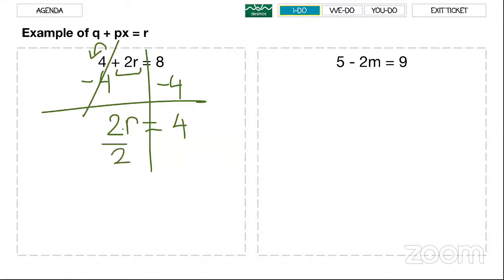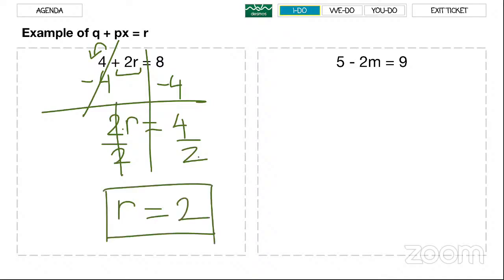So if you divide by 2 on both sides of the equal sign, the 2s cancel out on the left side, and r will be equal to 4 divided by 2. That is 2. Okay. The point is, in solving an equation, you always need to single out, isolate, leave the variable alone. So this is what we're doing in solving equations.